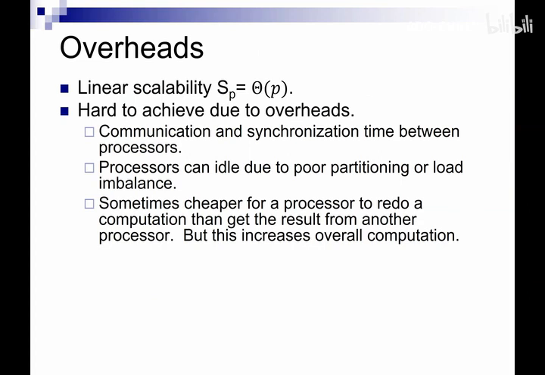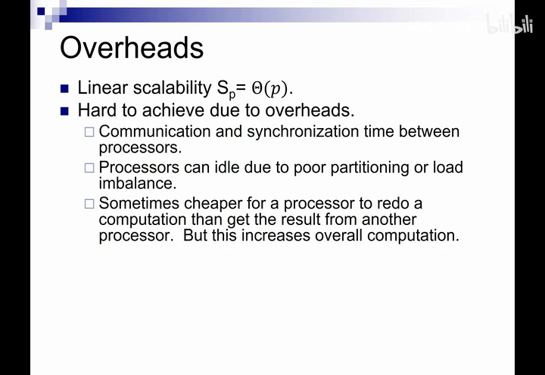Linear scalability basically means that the speed up that you're getting is exactly proportional to the number of processors that you're using. As I said, this is hard to achieve because of overheads. So what are these overheads? Well, if we're using multiple processors, then of course the processors need to communicate with each other, and they also need to synchronize with each other. All of that incurs a cost. We talked about communication cost last time. We saw that this is actually quite a substantial cost in terms of the overall running time.